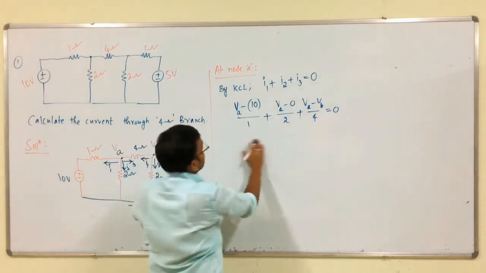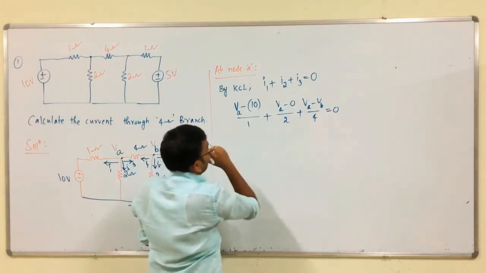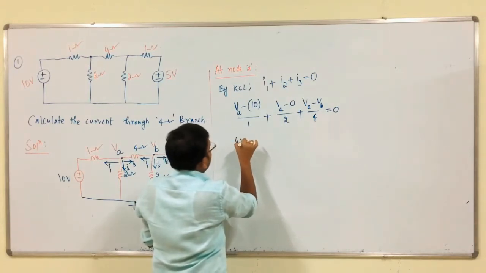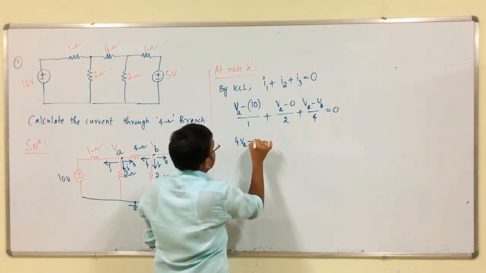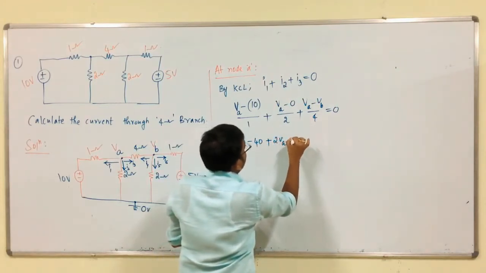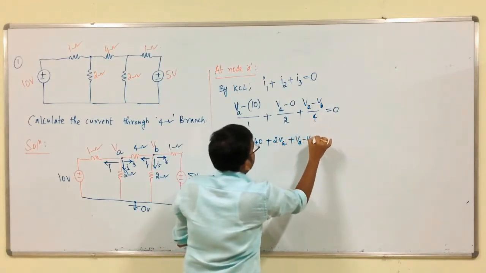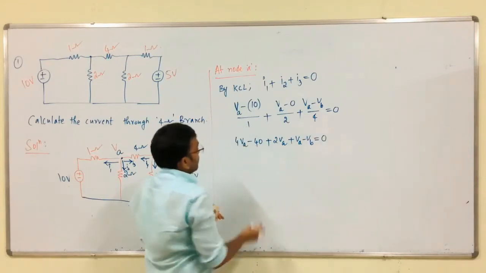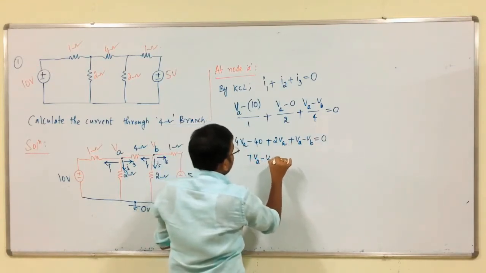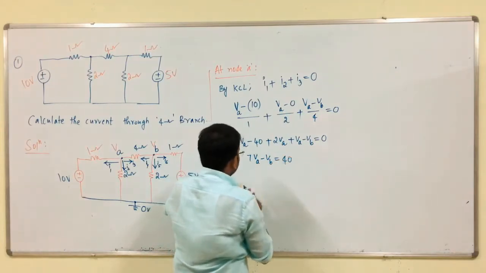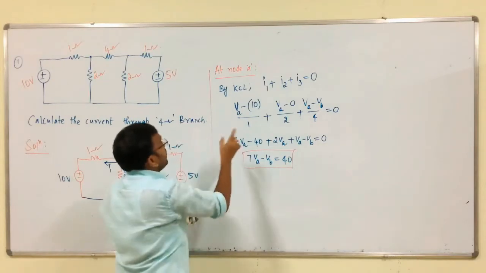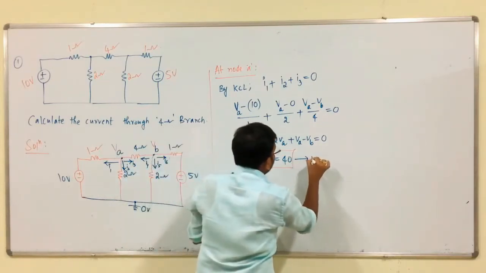Okay. From this, 4VA minus 40 plus 2VA plus VA minus VB is equal to 0. 4VA plus 2VA plus VA is 7VA, minus VB is equal to 40. Okay. At node A, this is equation 1.